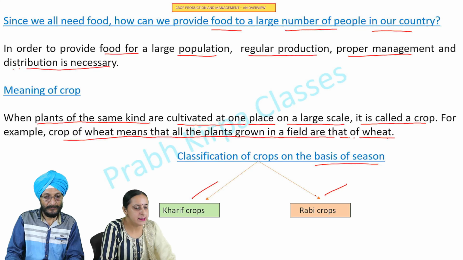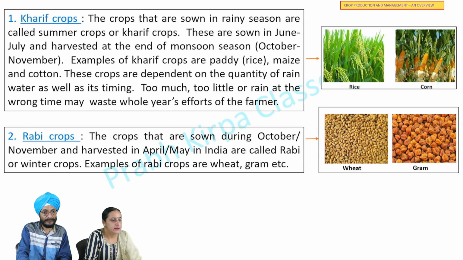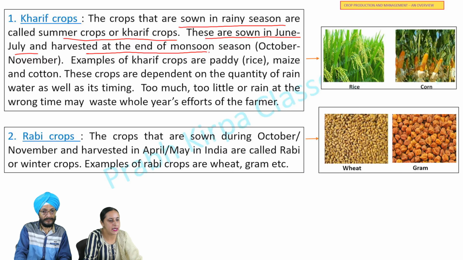Now we will understand the meaning of kharif crop and rabi crops. Number 1, kharif crops. The crops that are sown in rainy season are called summer crops or kharif crops. These are sown in June and July and harvested at the end of monsoon season, October to November. Examples of kharif crops are paddy, maize, and cotton.